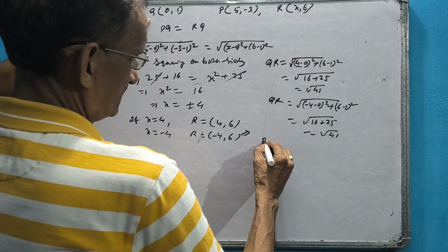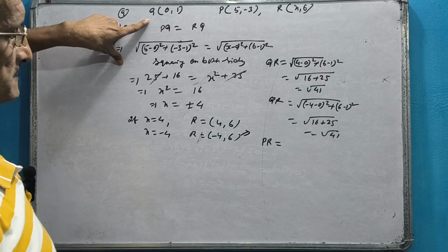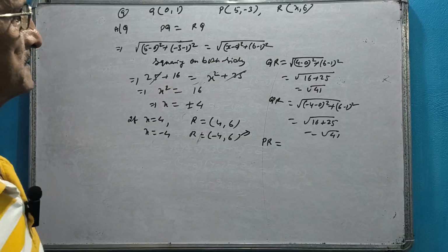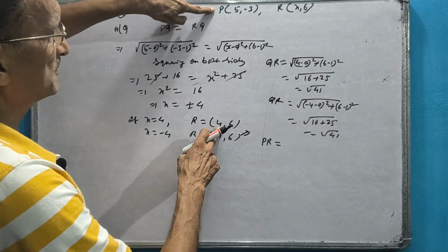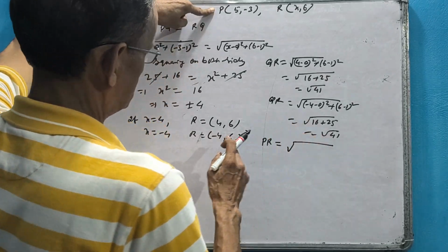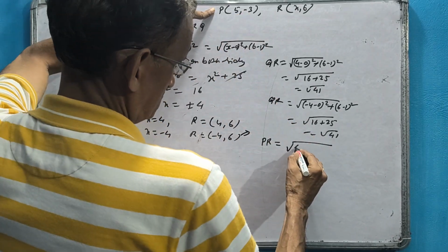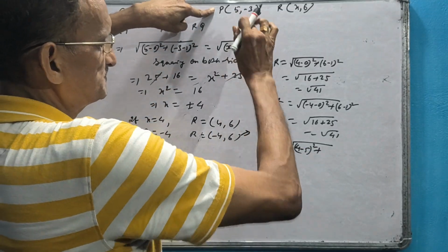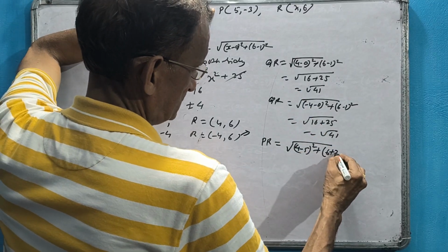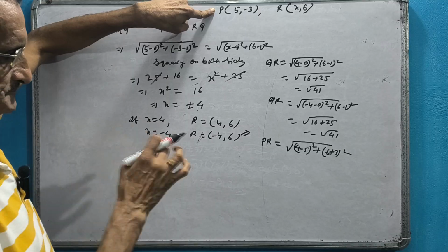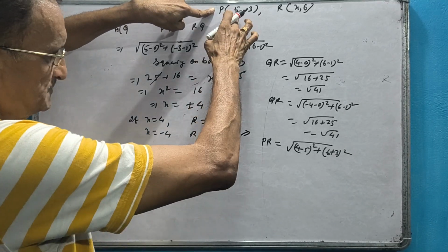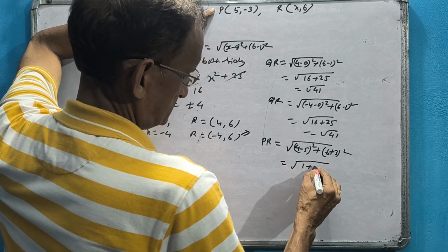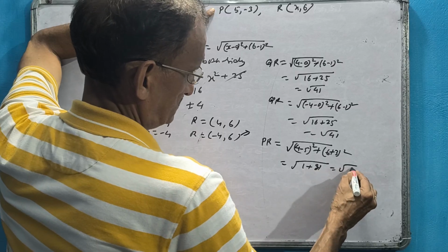Now we have to find PR. See, P and R. If we take this point, how much will we get? PR is the square root of (4 minus 5) whole square plus (6 plus 3) whole square. That is 1 plus 81, so we get root 82.